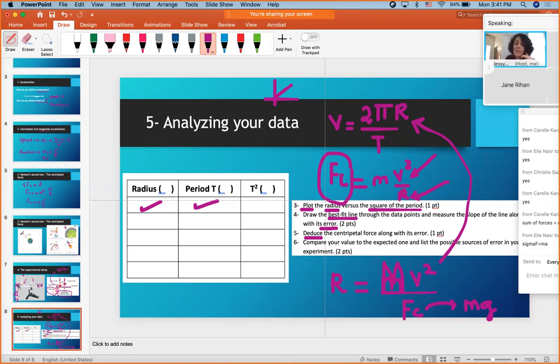In other words, what does the slope represent? Is it m times 2 pi? Is it m times 4 pi squared? Is it m divided by 4 pi squared? Write the equation well, you can tell.